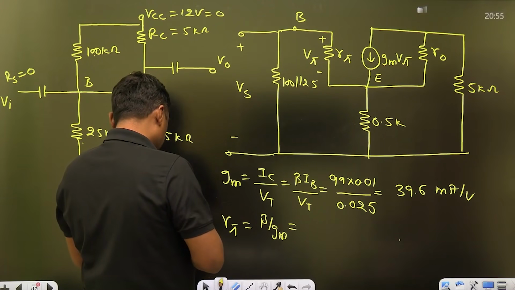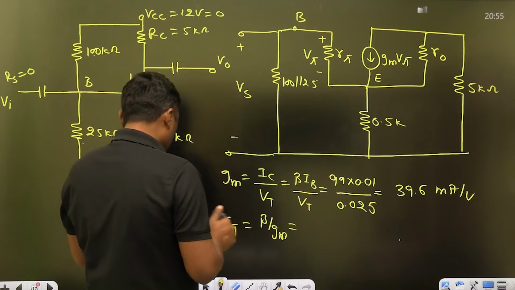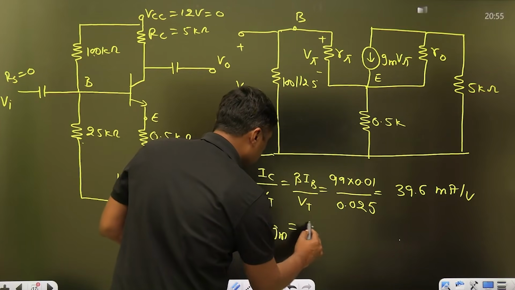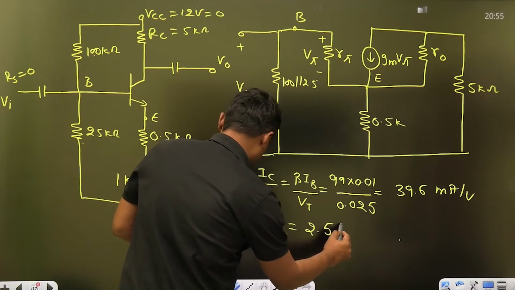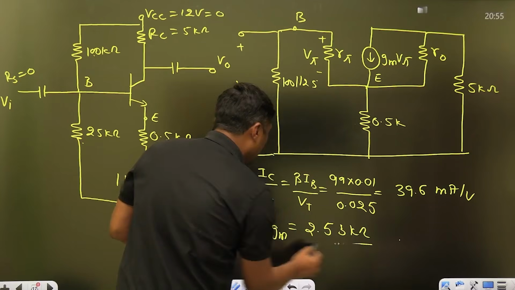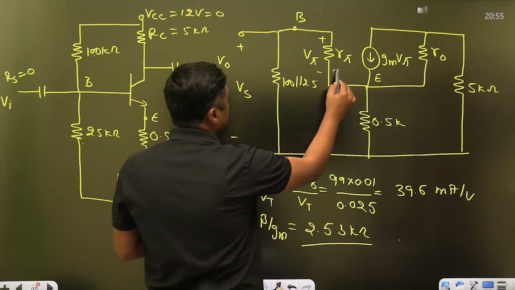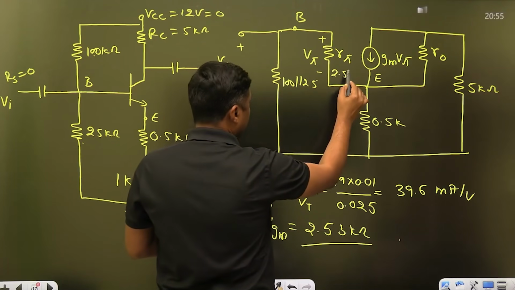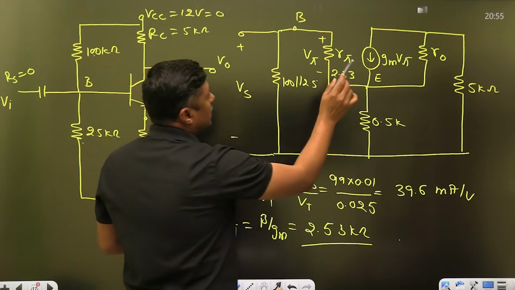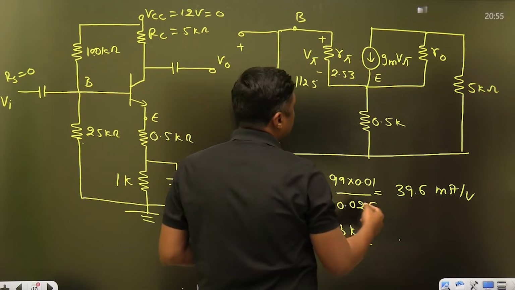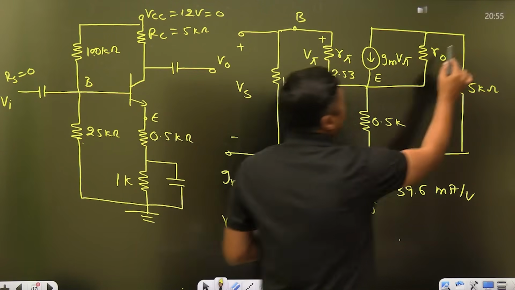into what? 100, 2.52 kilo ohm, 2.53 kilo ohm we can say. This is the value of the R pi. So you can put here R pi 2.53 kilo ohm, and you can put here GM. This is the GM. Now guys, this is the V0.